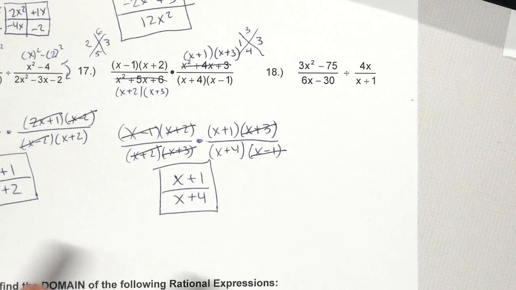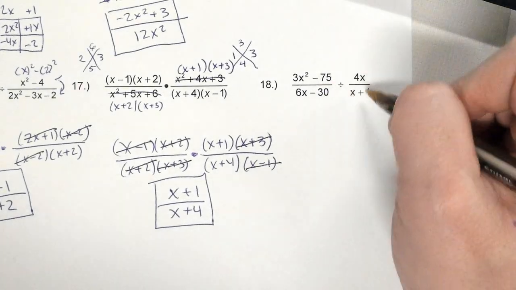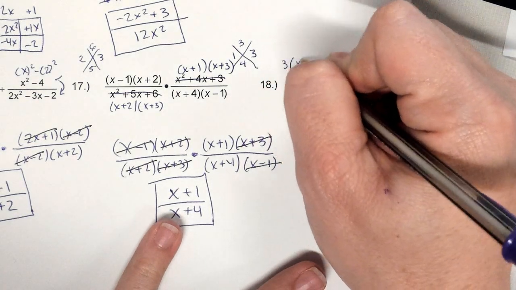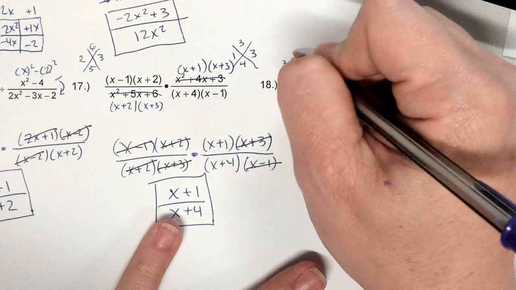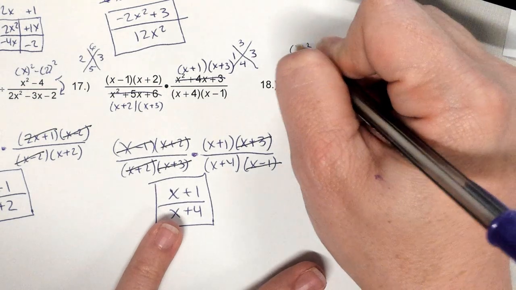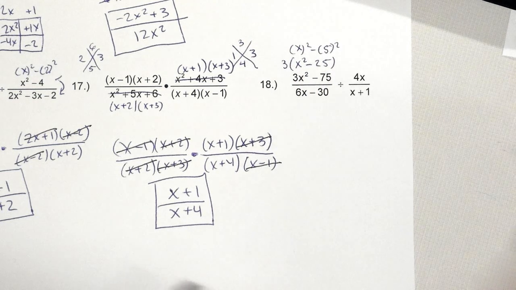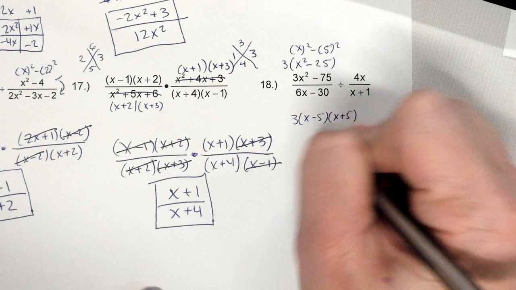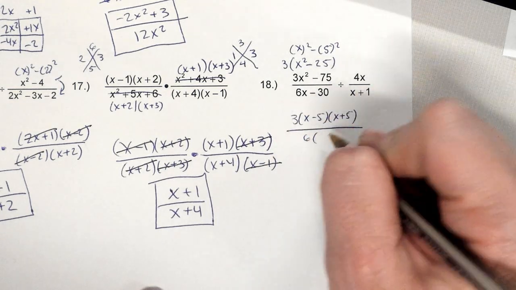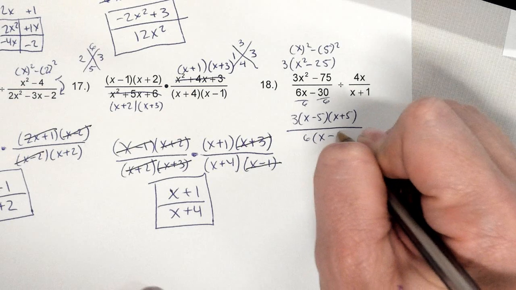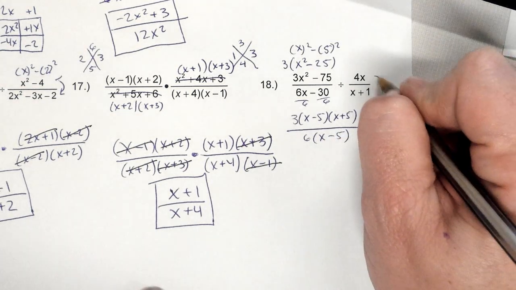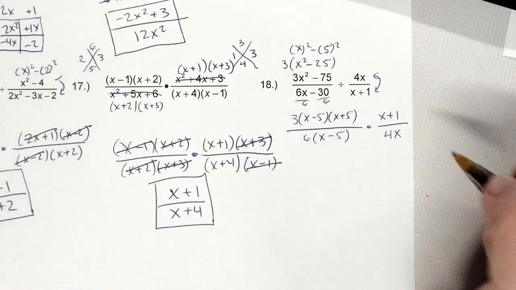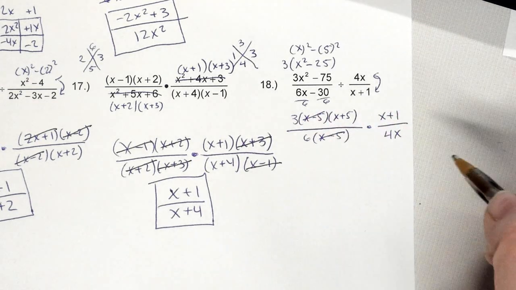Here's a division problem, and we're going to have to factor the first half. This half does not factor. Here we do have a GCF, so when I take that out, I'm left with x squared minus 25, which is a perfect square minus a perfect square of x and 5 squared. So this became 3x, x minus 5, x plus 5. Over, that has a GCF of 6, and when you take that out, you're left with x minus 5. Change it to multiplication and flip, x plus 1 over 4x. Well, x minus 5's cancel, and that's it.